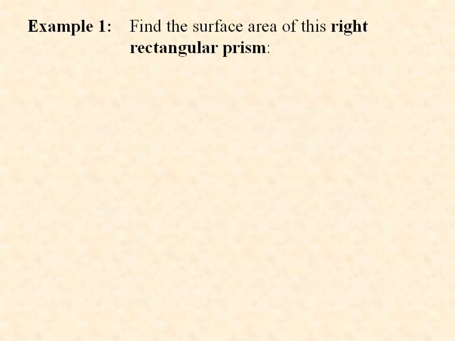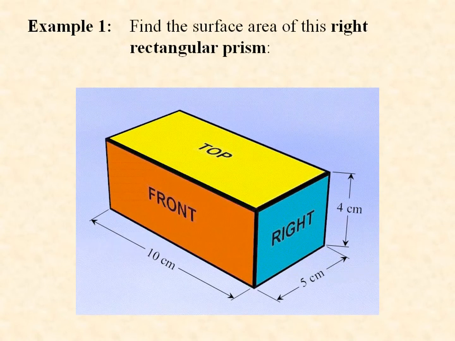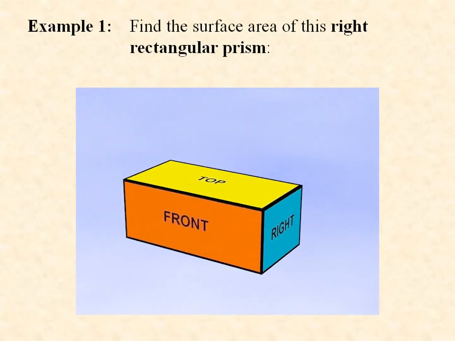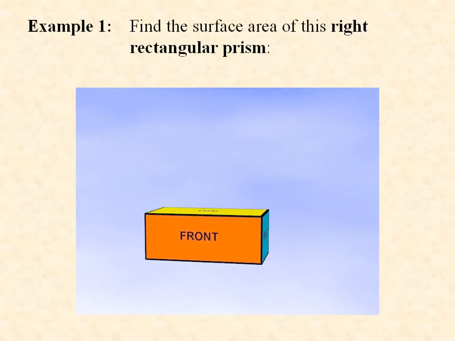Find the surface area of this right rectangular prism. This is our box. It's 10 centimeters long, 5 centimeters wide, and 4 centimeters tall. In order to find the total surface area of this box, we need to find the surface area of the front, the right, the top, the bottom, the left, and the back. And that's a little hard to visualize here. Let's take the box apart.